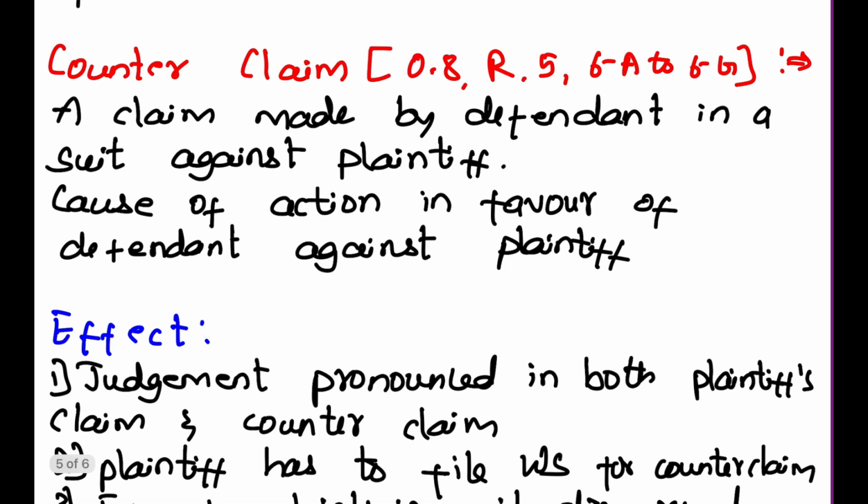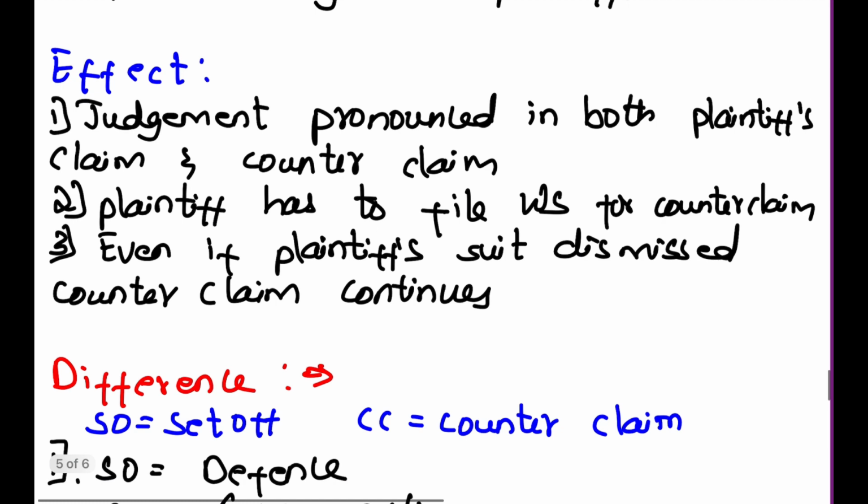Counterclaim. A claim made by the defendant in a suit against the plaintiff, a cause of action in favor of the defendant against the plaintiff. So what happens is, along with the plaintiff filing a suit against the defendant, in return the defendant files a counter suit against the plaintiff. It is called a counterclaim. So in that, the defendant files his own cause of action, and the plaintiff will have to file his written statement to that effect.